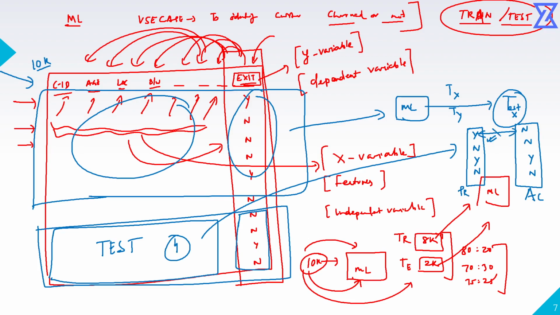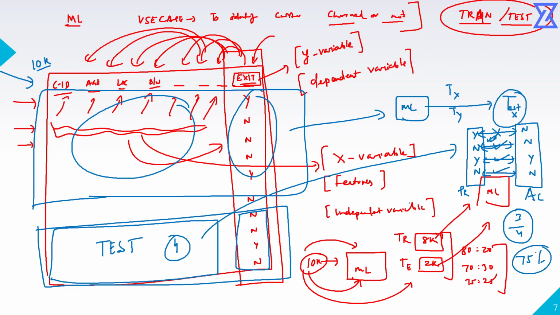Is it a correct prediction? No. Second with second, correct prediction? Yes. Correct prediction? Yes. Correct prediction? Yes. So how many correct predictions? 3 correct predictions. How many total predictions? 4. So what will be my accuracy? 75%.